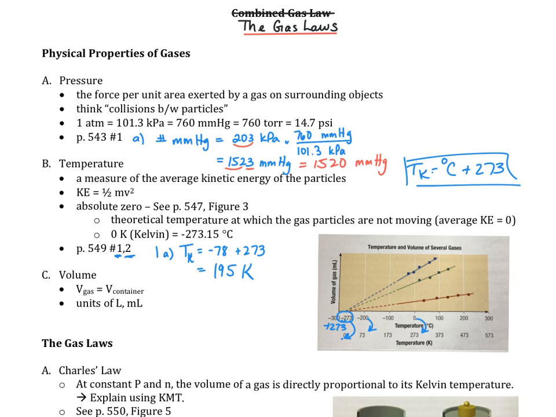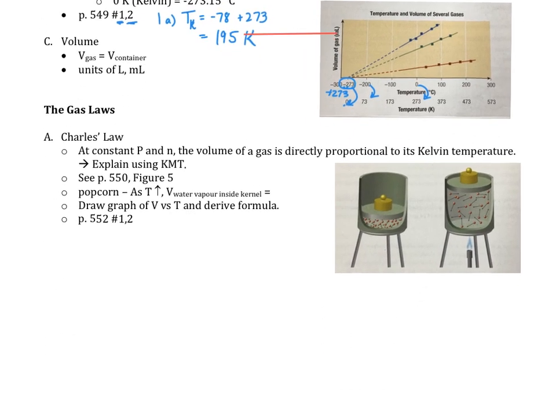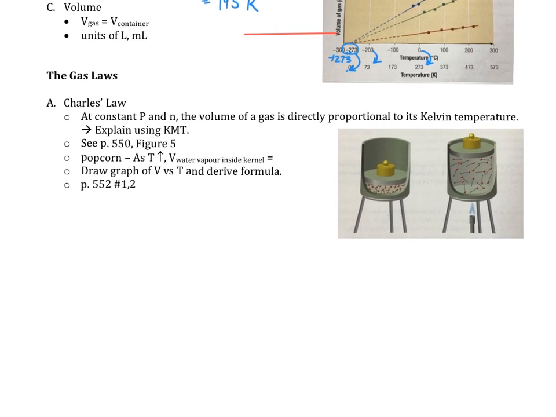So in part C, you see volume. I'll just remind you that if it's a 2-liter flask, then that will be the gas volume, 2 liters. And our units might be liters or milliliters. So you'll see how that works as we go. Okay, so moving into the gas laws.